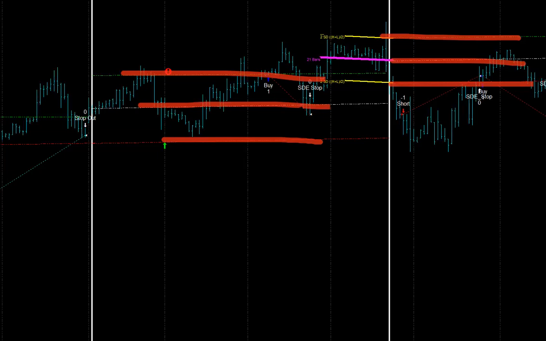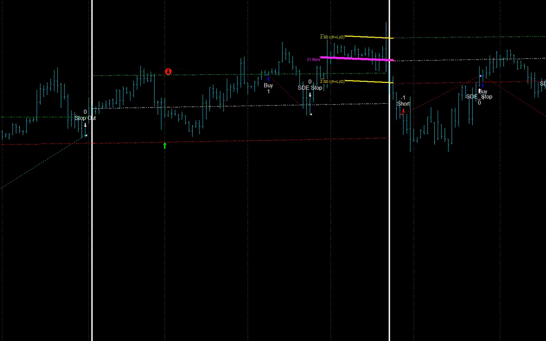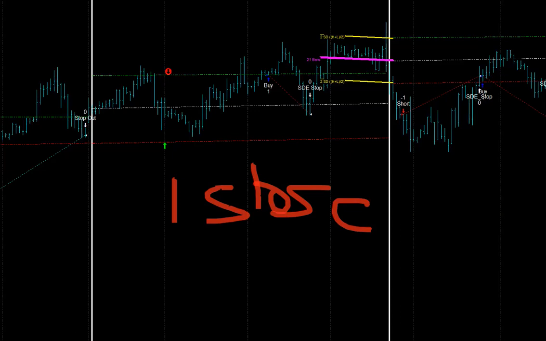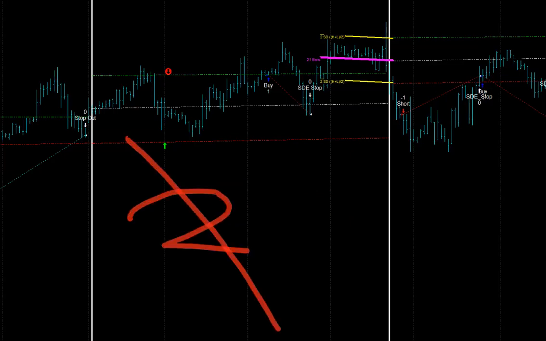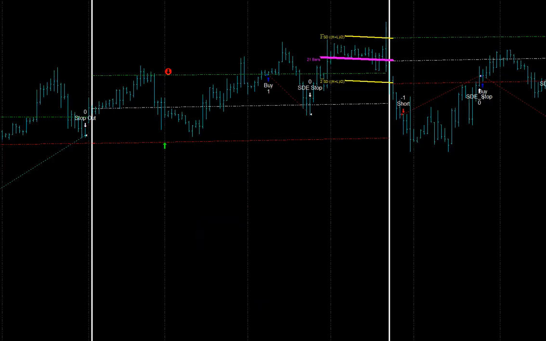One last thing, George. I want to change the exit to one close, rather than one stop. My writing's not very good. That should be a C. One close and not two. I'm going to send you this as well.